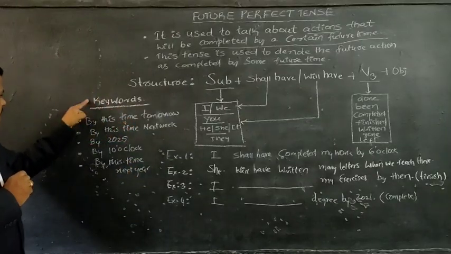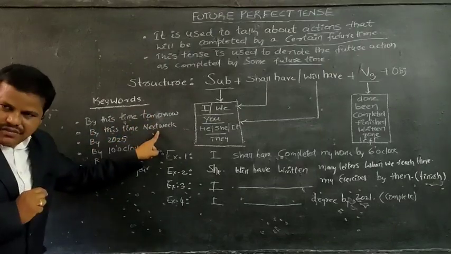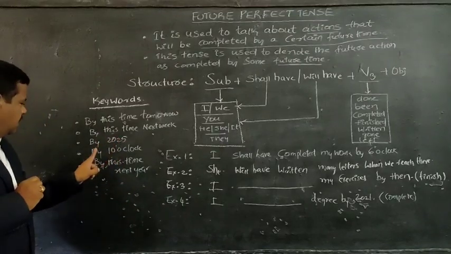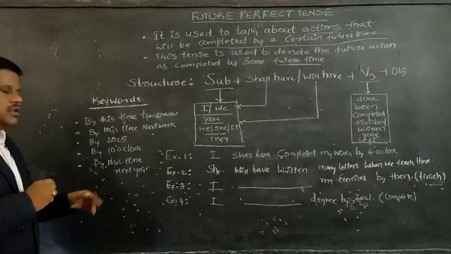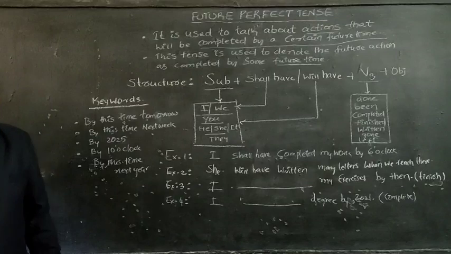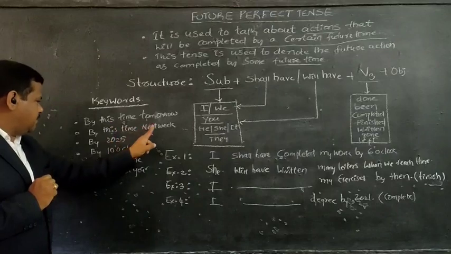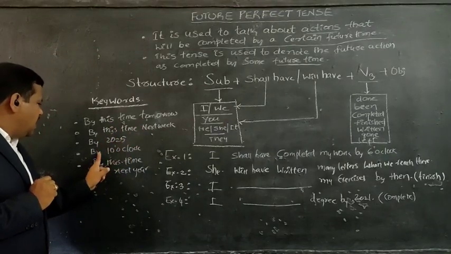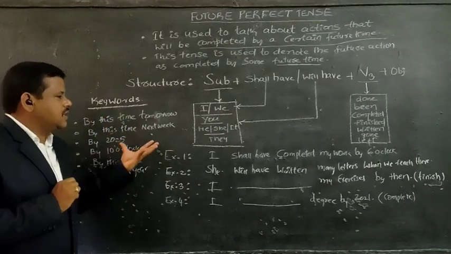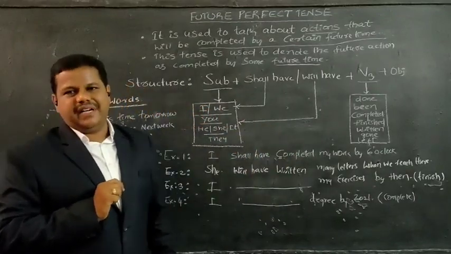I have listed them here. What are the keywords? By this time tomorrow, by this time next week, by this time next year, by 2025, by 10 o'clock. You can write this type of words. They are very important when you are writing with the future perfect tense. Once again, let us repeat: by this time tomorrow, by this time next week, by 2025, by 10 o'clock, by this time next year. These are a few keywords we can add with the future perfect tense. That is future perfect tense.